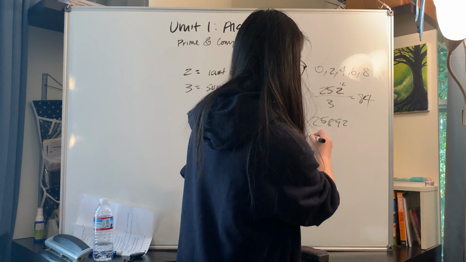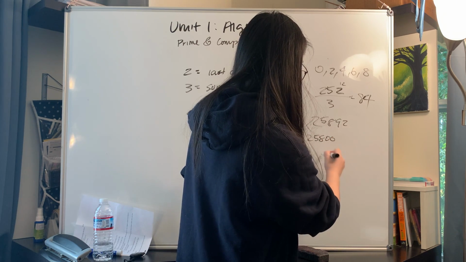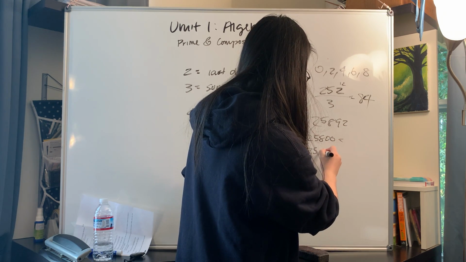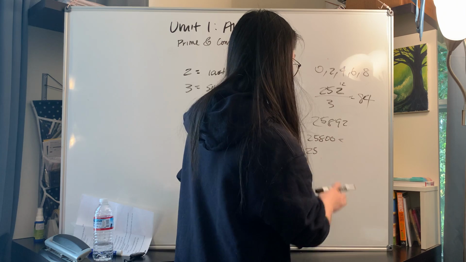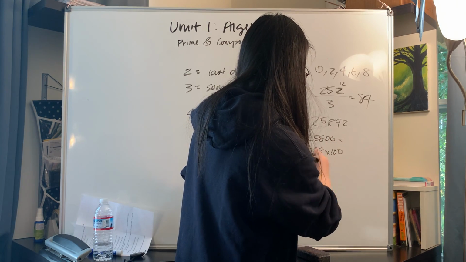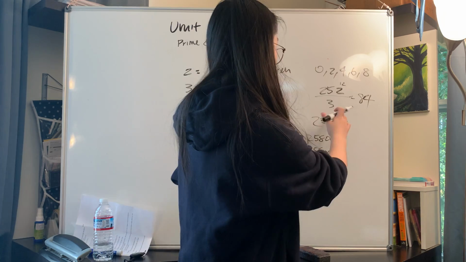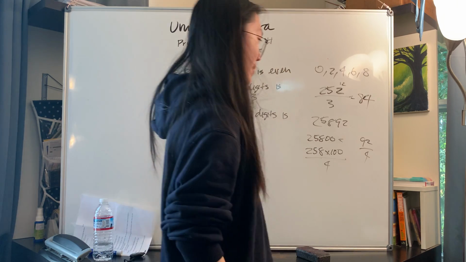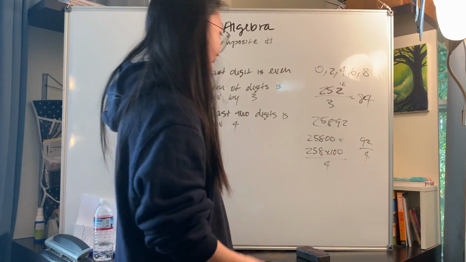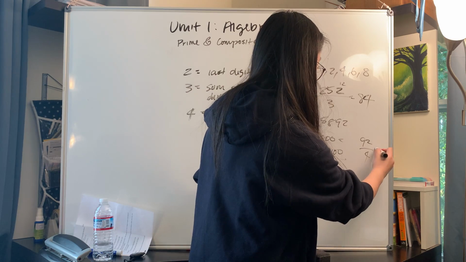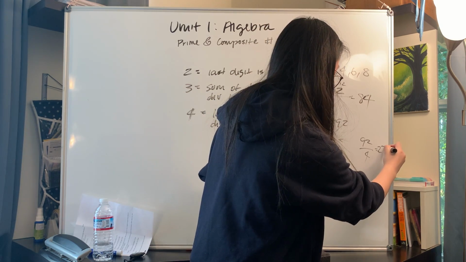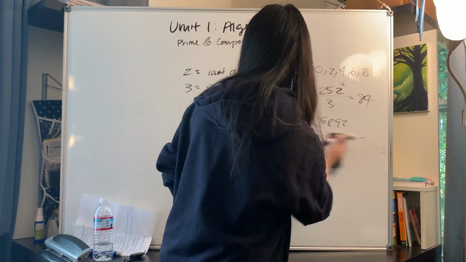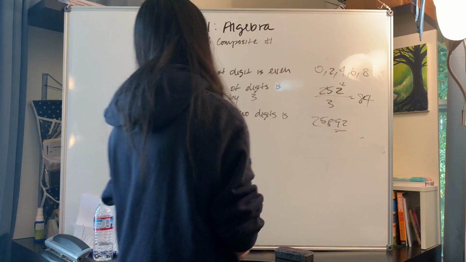So 25800 is equal to 258 times 100, and this is all divisible by 4. So we established that this part is divisible by 4. We just need to make sure that 92 is also divisible by 4, and we'll see that it actually is. 92 divided by 4 is equal to 23. So for divisibility by 4, check the last two digits.